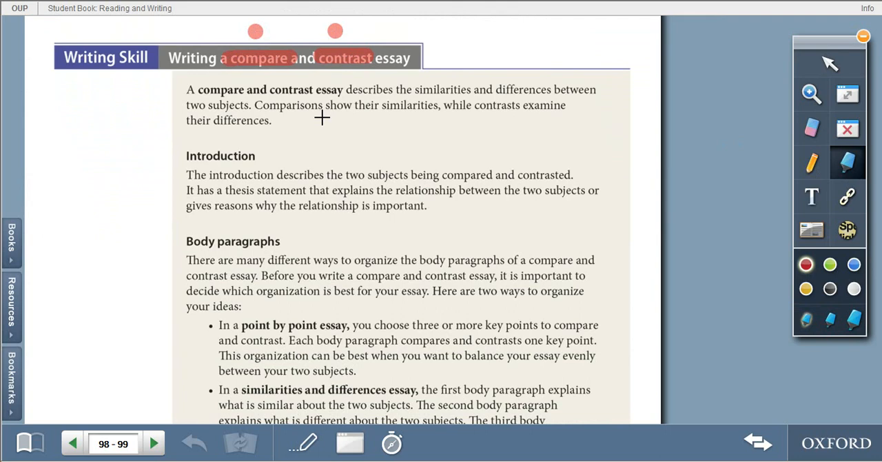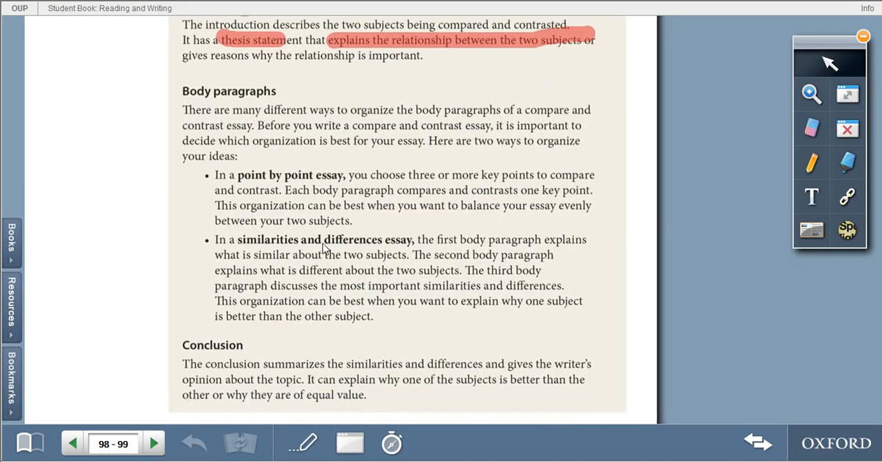So the organization of this compare and contrast essay is the same as we have studied. We have an introduction, and in the introduction a thesis statement. In the thesis statement we explain the relationship between two subjects, for example similarities and differences, and give a reason why the relationship is important. Then we have the body paragraphs.